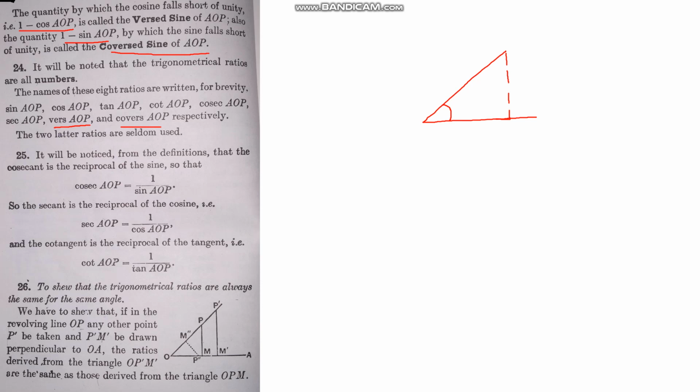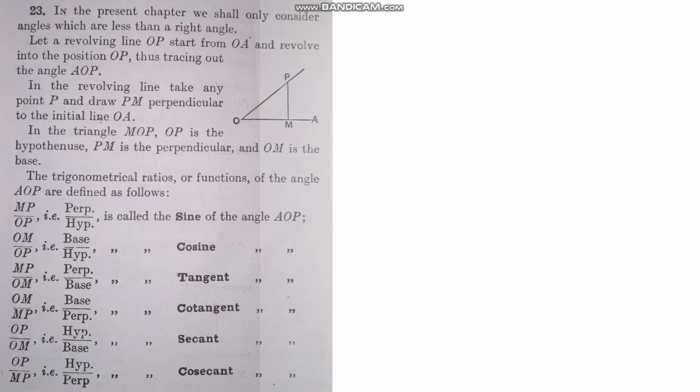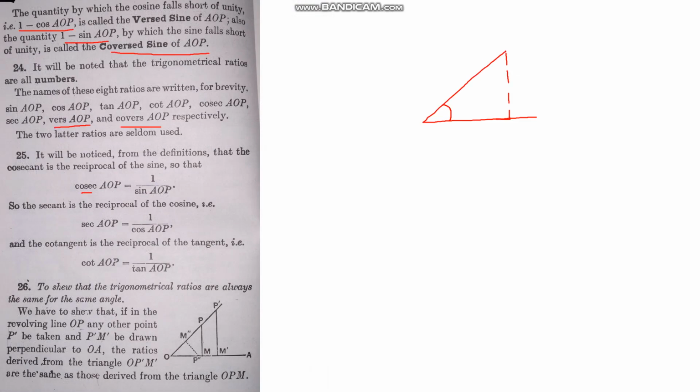Now let's start. By our previous slide we know cosec is 1 by sine and sec is 1 by cos and cot is 1 by tan. This is given here. These are the statements provided, and now let's start with the topic that we gave in our today's agenda. To show that the trigonometric ratios are always same for the same angle. Let's start.